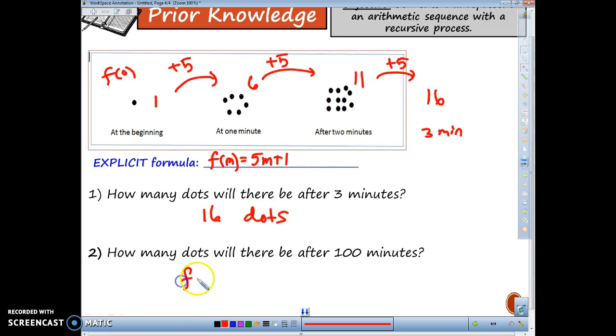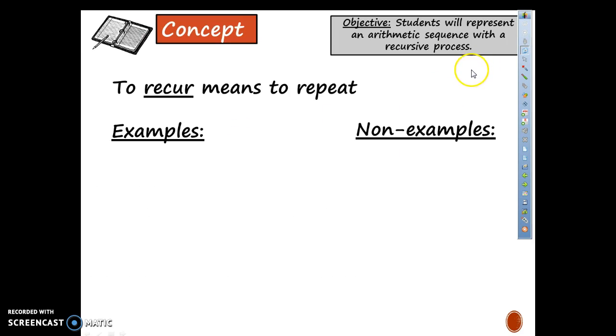So we can calculate f of 100, which would be equal to 5 times 100, plus our 1 dot that we initially had. So there will be 501 dots after 100 minutes. That's kind of what we did last week. For today's lesson, we are talking about a recursive process. We want to represent the arithmetic sequence with a recursive process.